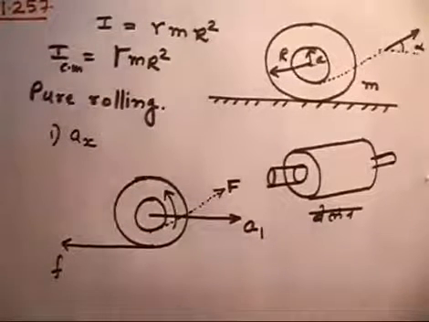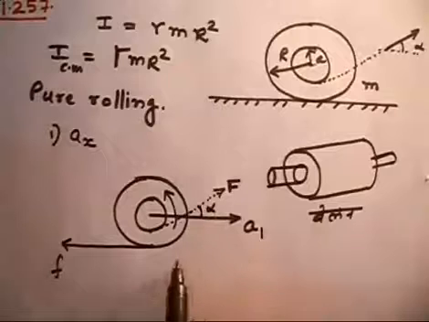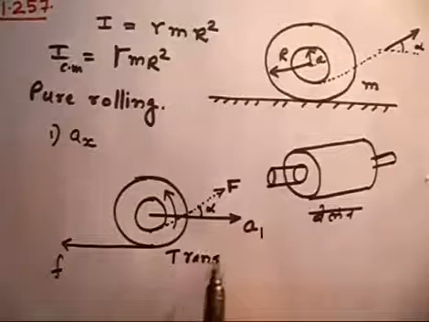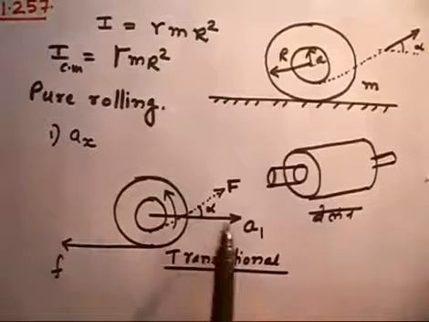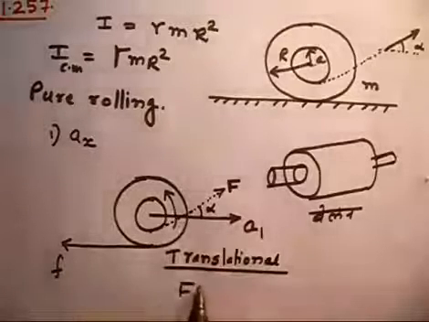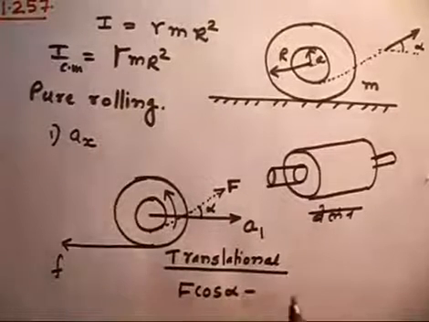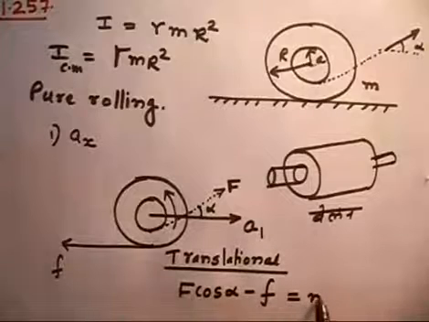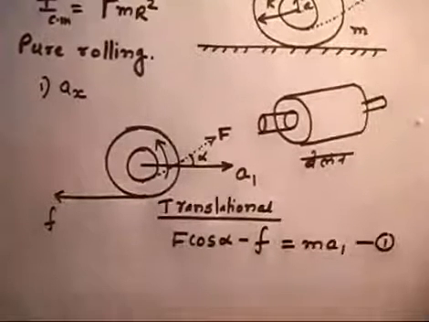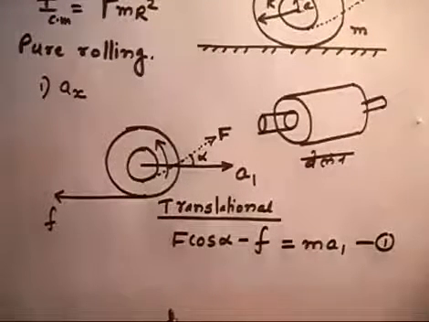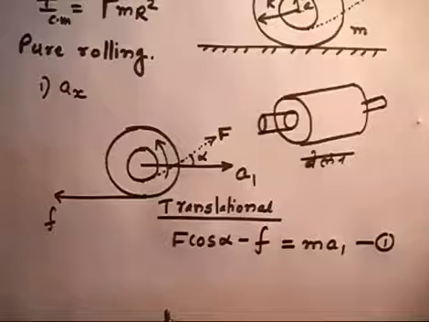Now let us write the equation of motion. So this angle is alpha. The translational motion equation: F cos alpha in this direction, F cos alpha minus a small f equals mass into acceleration. This is the first equation I will get. Now if I write a vertical direction equation, I am not going to get anything, because the normal reaction will come into the picture. That is, I will get one other unknown, the normal reaction. So there is no point in writing the equation in the vertical direction.